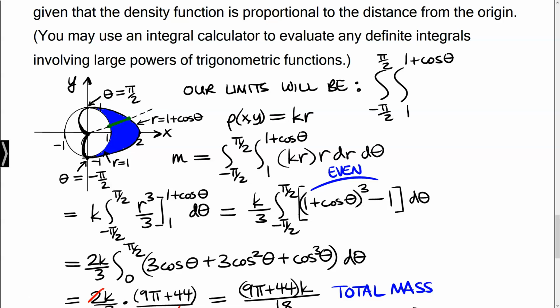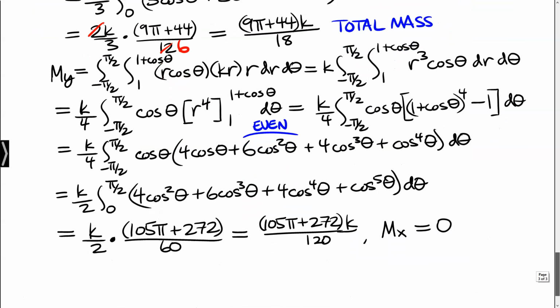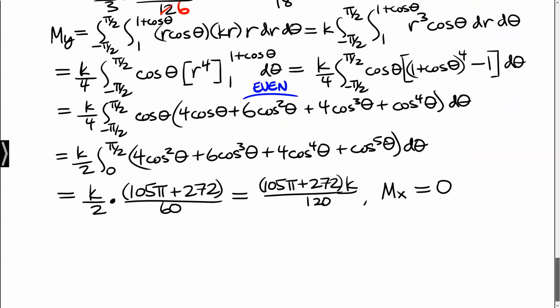So if the region is symmetric about the x-axis, and the density function is symmetric about the x-axis, I mean, think about it. This is saying where's it going to balance? The region and the density, the whole thing is symmetric about the x-axis. It's got to balance on the x-axis. Now, that's just a physical, intuitive kind of reasoning. But we can set it up just enough to see that it's going to be 0.